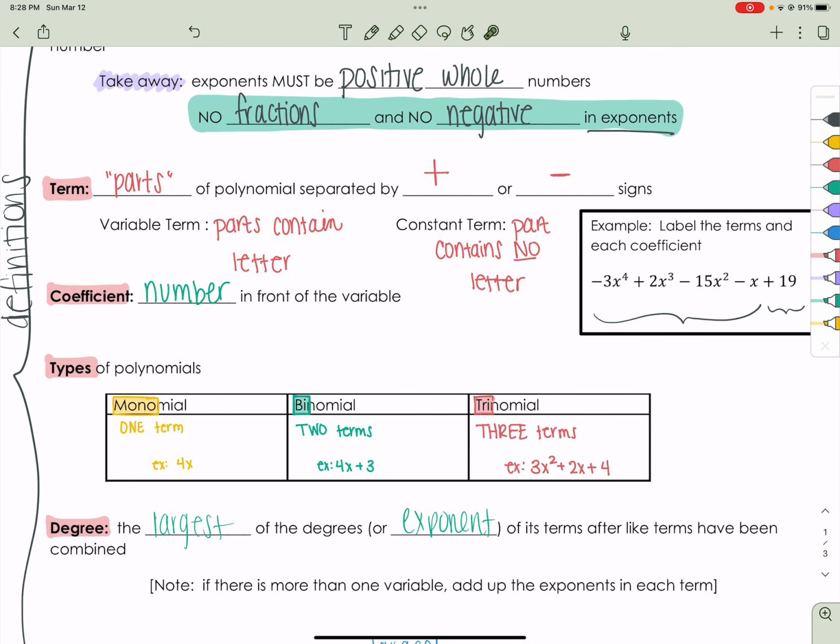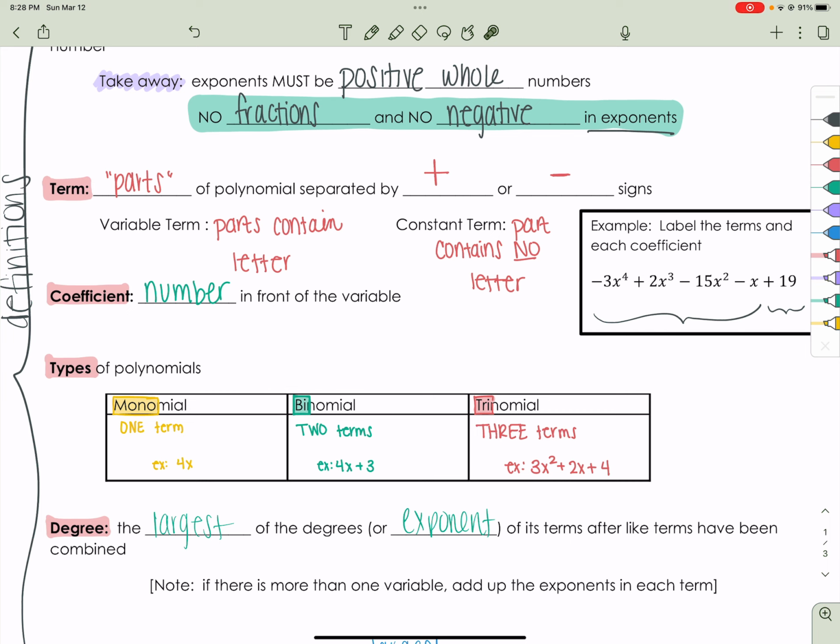So some characteristics of polynomials: they have terms. Terms are the parts of a polynomial that are separated by addition or subtraction signs. There are two types of terms: a variable term, which contains a variable or a letter, and a constant term, which does not contain a variable. It's fixed. It doesn't depend on what x or y or r is. And then we have a coefficient, which is the number in front of the variable.